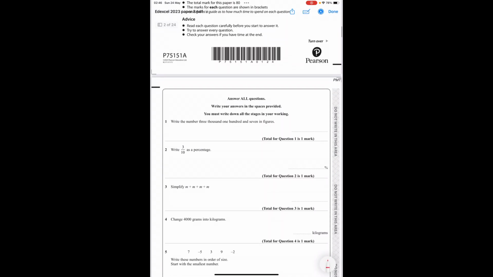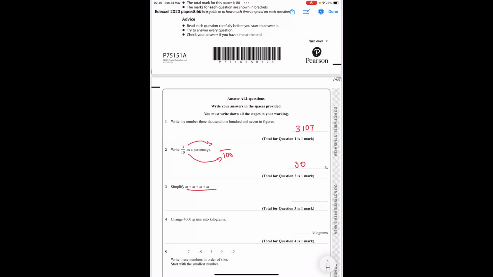Write the number 3,107 in figures. 3,107. Write 3 over 10 as a percentage, so it needs to be over 100 to be a percent. So we times by 10, so it's 30%.